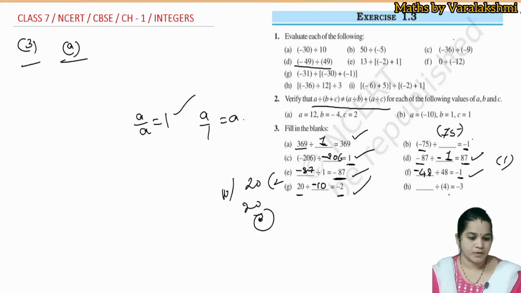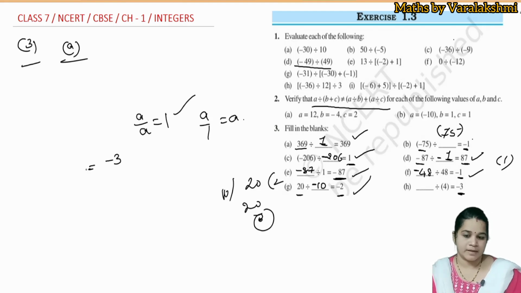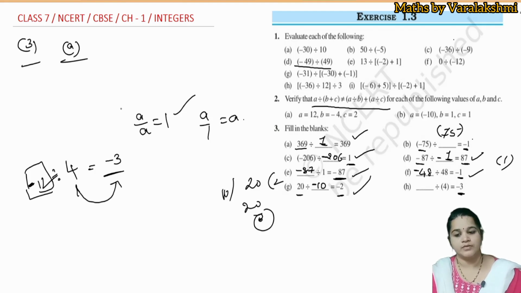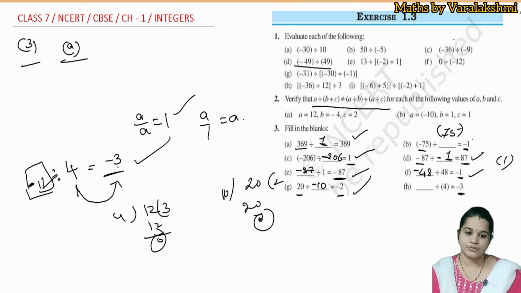Next, blank divided by 4 equal to minus 3. The answer should be minus 3. We need to find the integer and it is 4. The answer should be negative, so this number should be a negative number. Simply we will multiply these two numbers. 4 3s are 12. So we can check the answer: 12 divided by 4 is nothing but 3. In this way we need to find the solutions.